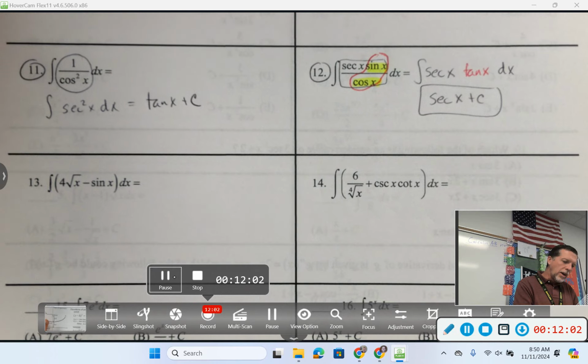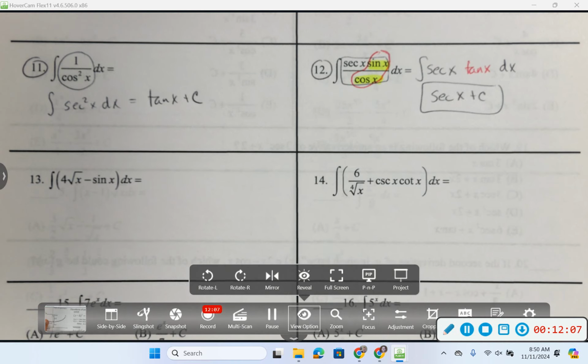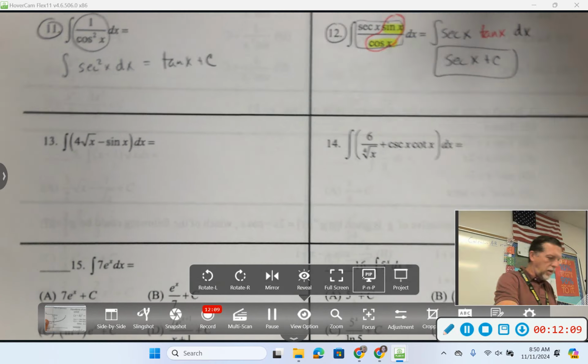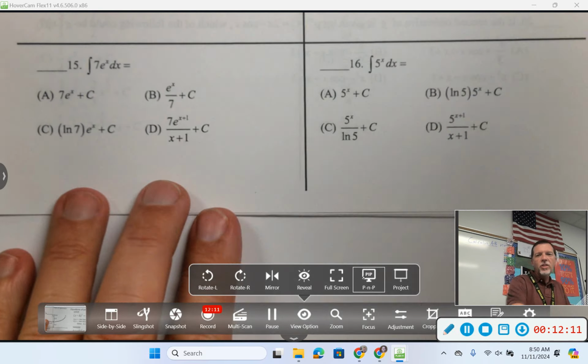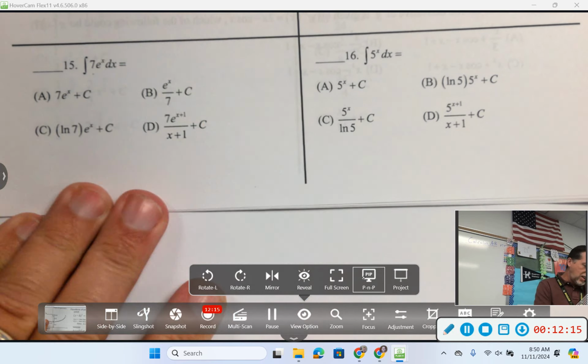So there's the answers to 11 and 12. But let's skip down to 15 and 16. I have not done those, but it's still thinking backwards. So I'm not really worried about the 7.